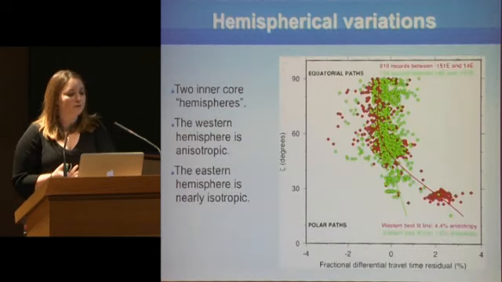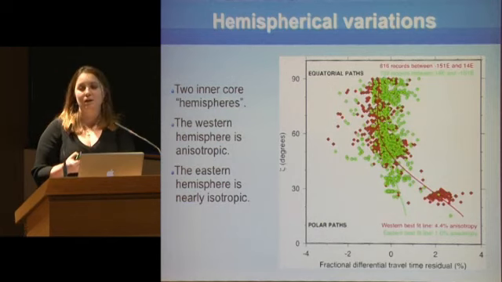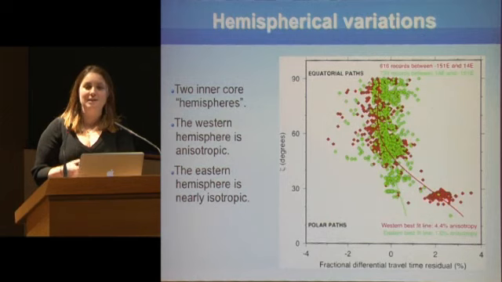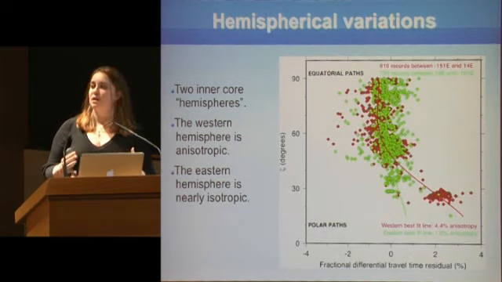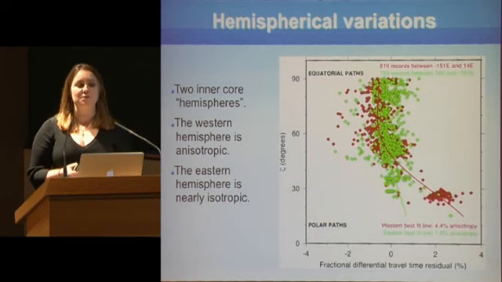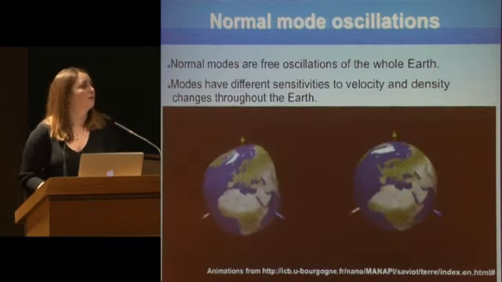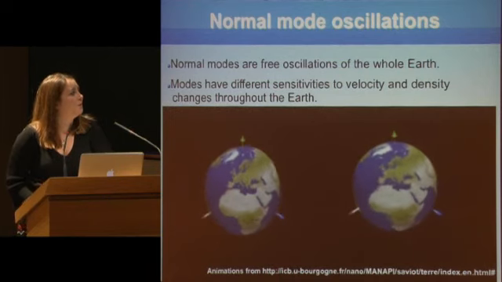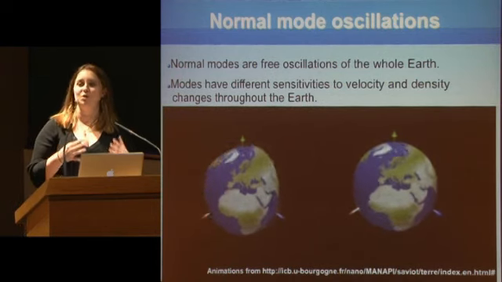So when we use body waves, we see these two inner core hemispheres, an anisotropic Western Hemisphere and a nearly isotropic Eastern Hemisphere. But if the structure in the inner core is so large, we would hope to be able to see it with other sorts of seismic data. And in particular, we would hope that normal mode oscillations would tell us about the structure in the innermost inner core. So here I show you a couple of little cartoons about how normal mode oscillations look.